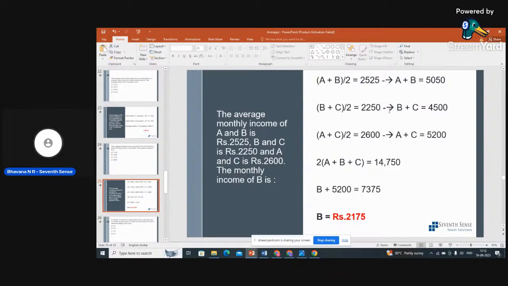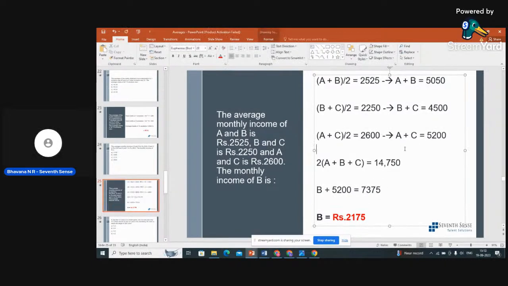For B plus C also, I have to cross multiply this and we will get the sum of AB and BC and AC. So now we have to add all those numbers here. Then we have to substitute the values and find out the value of B. So what is the income of B?